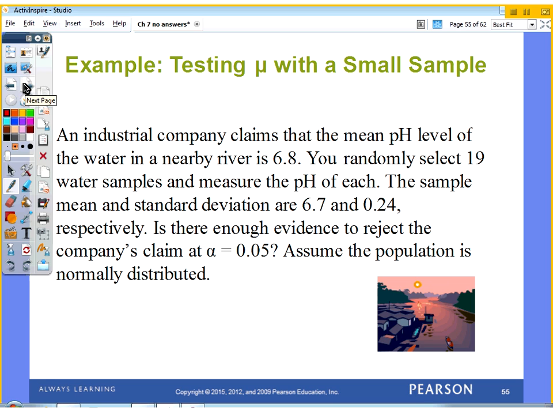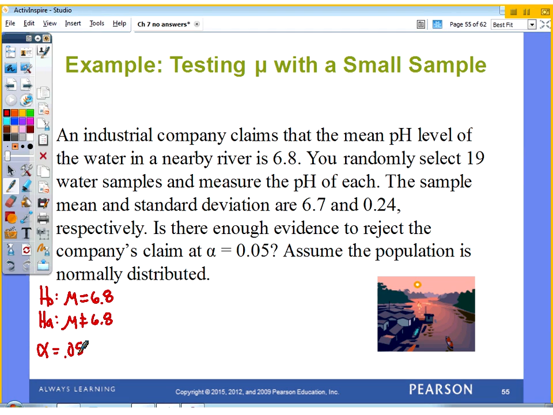One more. An industrial company claims that the mean pH level of the water in a nearby river is 6.8. You randomly select 19 water samples and measure the pH of each. The sample mean and standard deviation are 6.7 and 0.24 respectively. Is there enough evidence to reject the company's claim at alpha equal to 0.05? Assume that it is normally distributed. So again, first step, we have to write our hypothesis. They tell us that the mean is 6.8, so that means the alternative would be not equal.